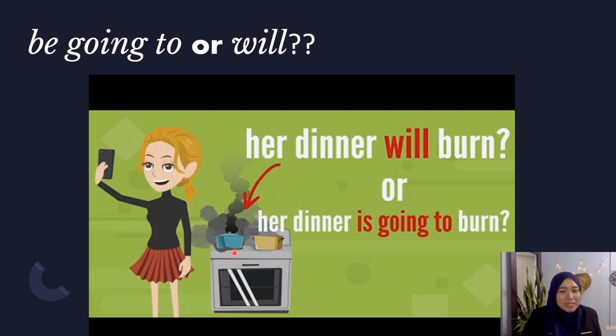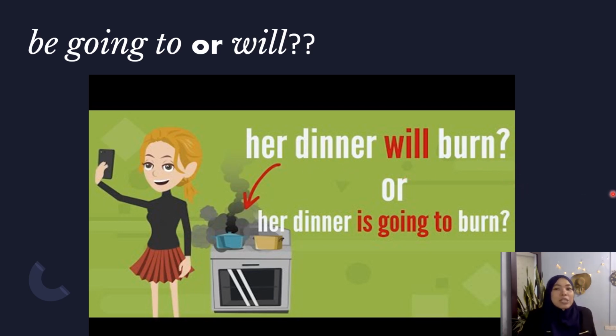Is it planned? Remember, be going to is used for future plans or intentions that you're going to do. Is it a planned one? Her dinner is going to burn? Or her dinner will burn? Look at her. Can you predict what will happen to the dinner? Because she is taking a selfie, right? Or perhaps she is talking to her friends. Yeah, her dinner will burn.